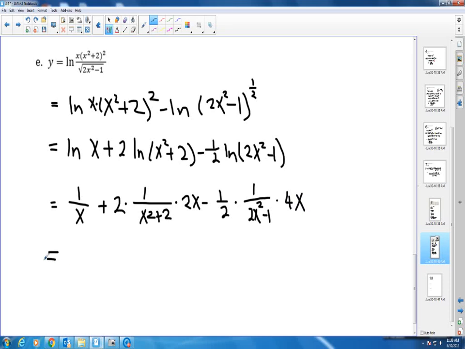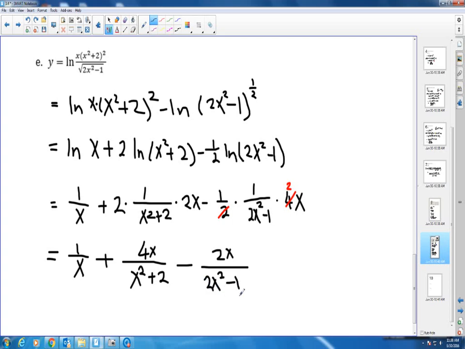Okay, so if I clean this up a little bit, 1 over x, still 1 over x, plus 2 times 2x is 4x over x squared plus 2. Alright, minus the 2 down here and the 4 up here can be reduced into 1 and 2. So that leaves me with 2x on top over 2x squared minus 1 in the bottom. Alright, that will be it for that problem.